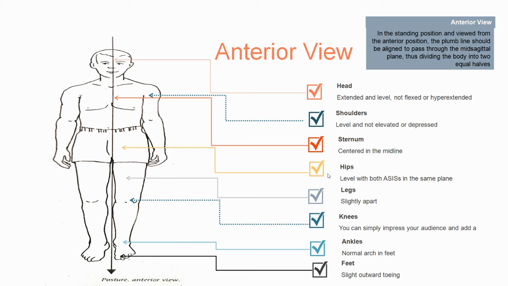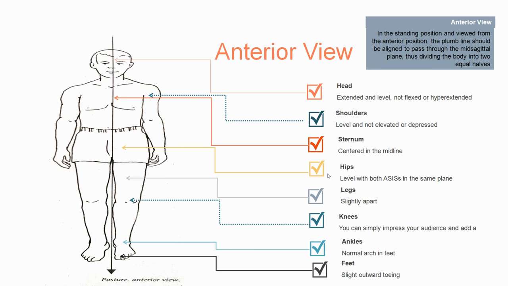Head: it is extended and level, not flexed or hyperextended. Shoulders: level and not elevated or depressed. Sternum: centered in the midline. Hips: level, with both anterior superior iliac spines in the same plane. Legs: slightly apart. Knees: level and not bowed or knock-kneed.